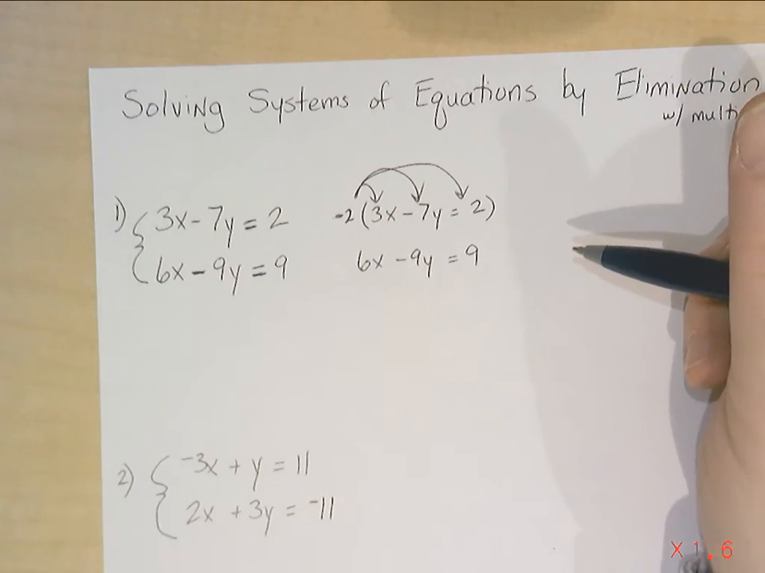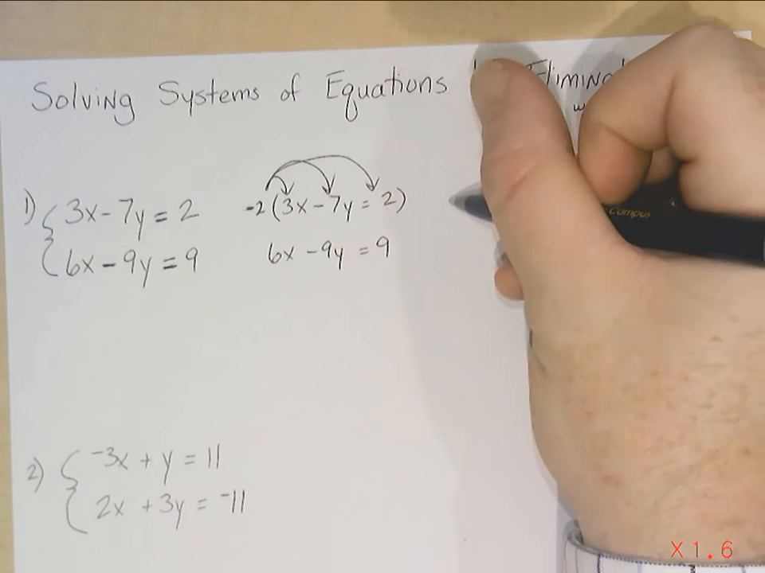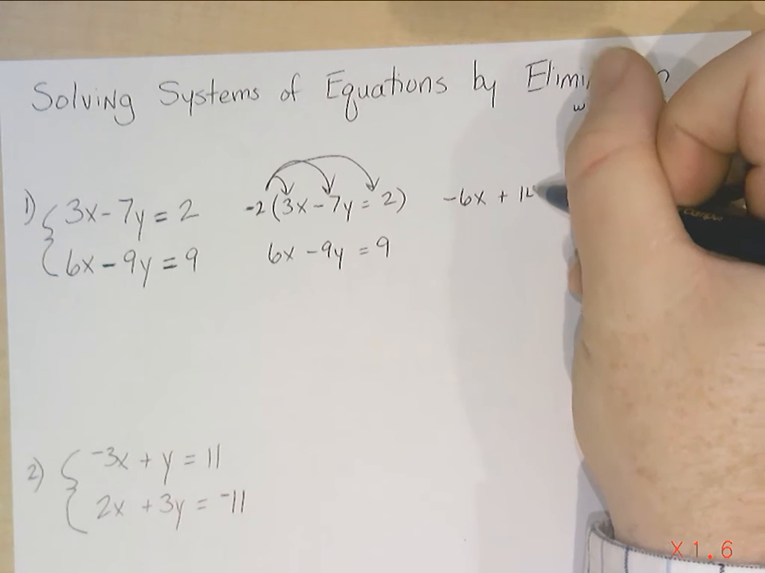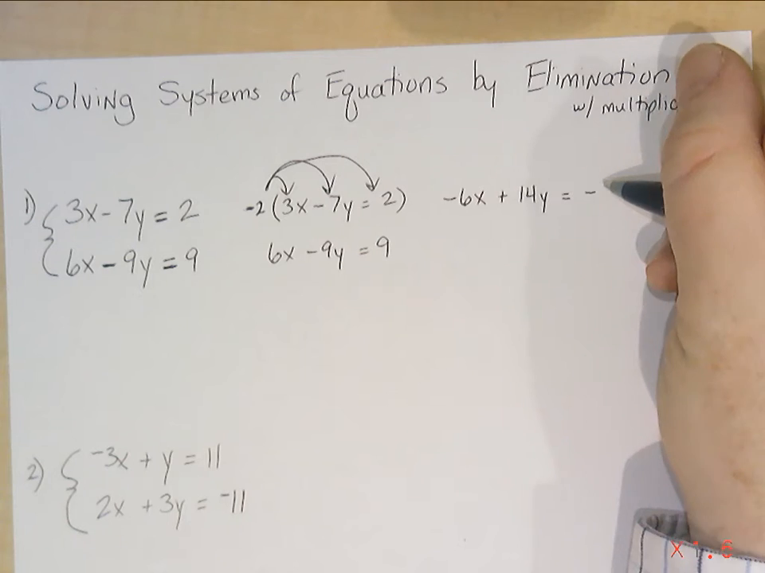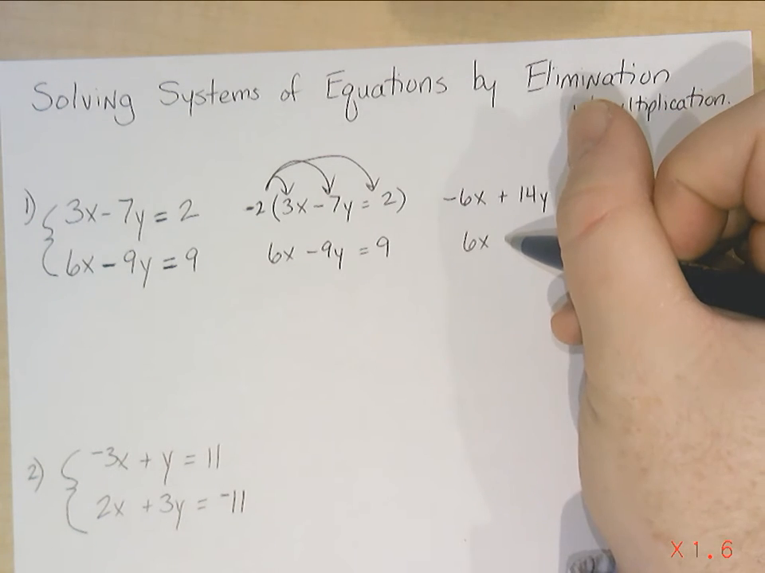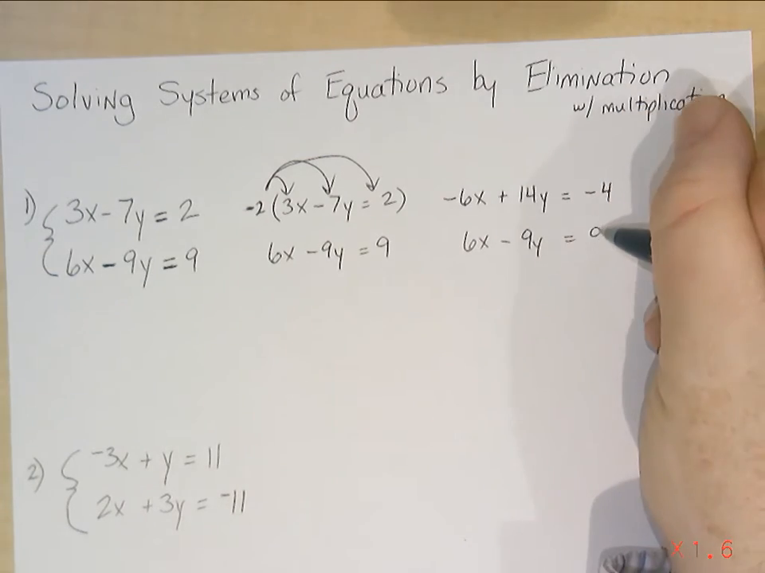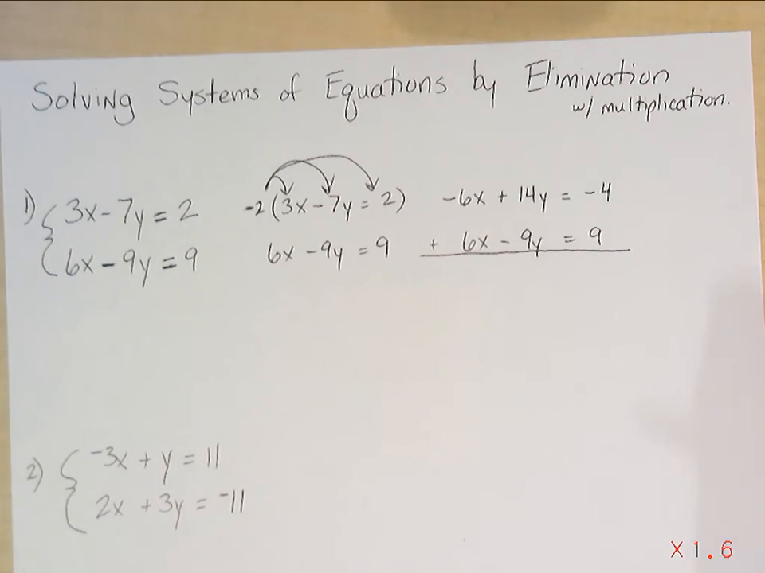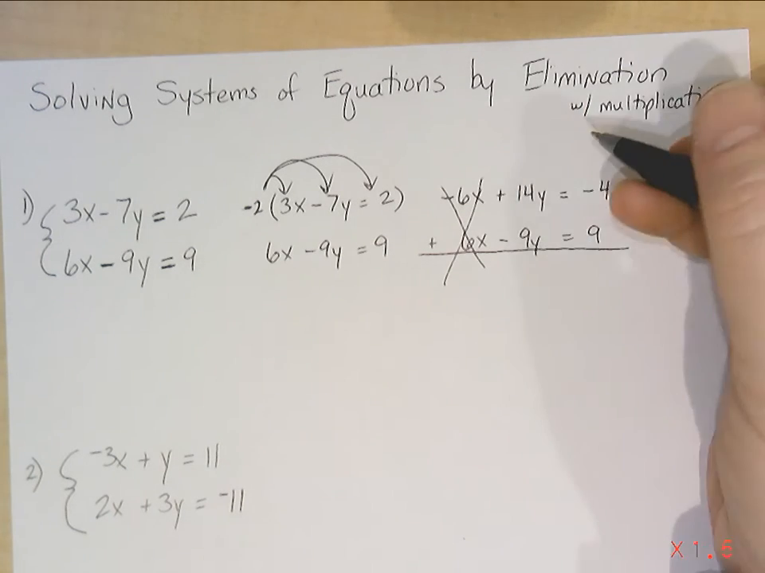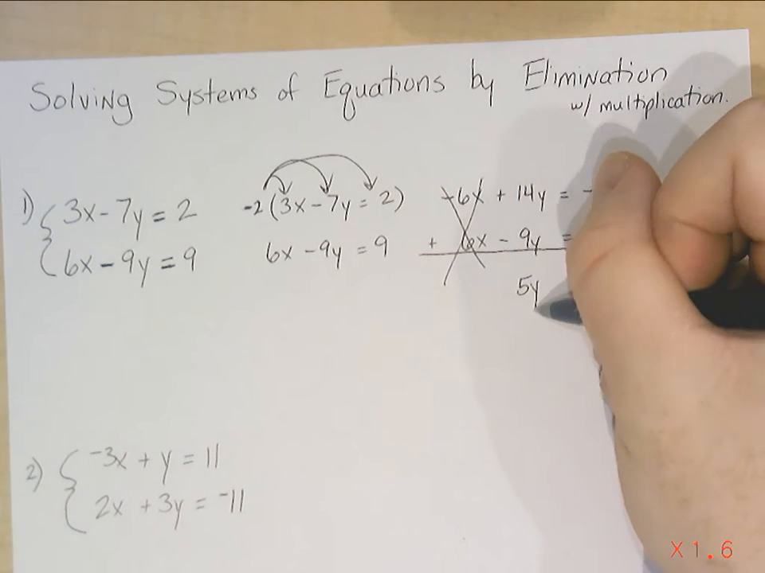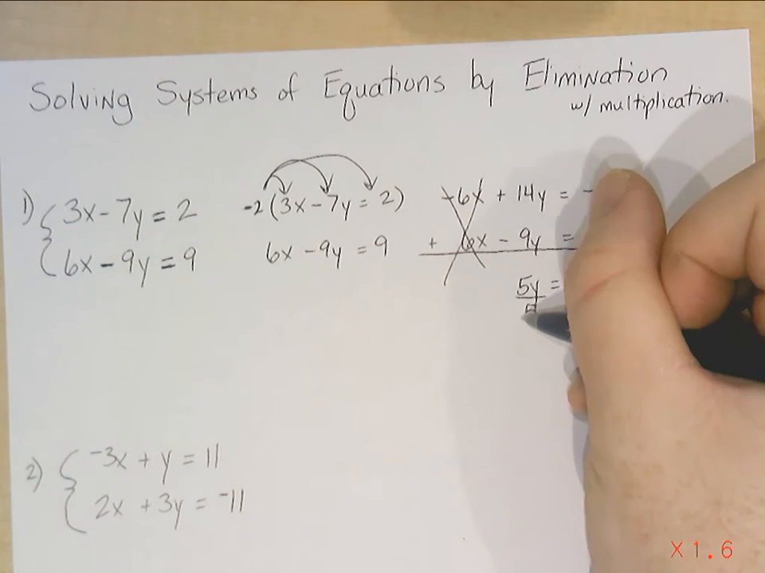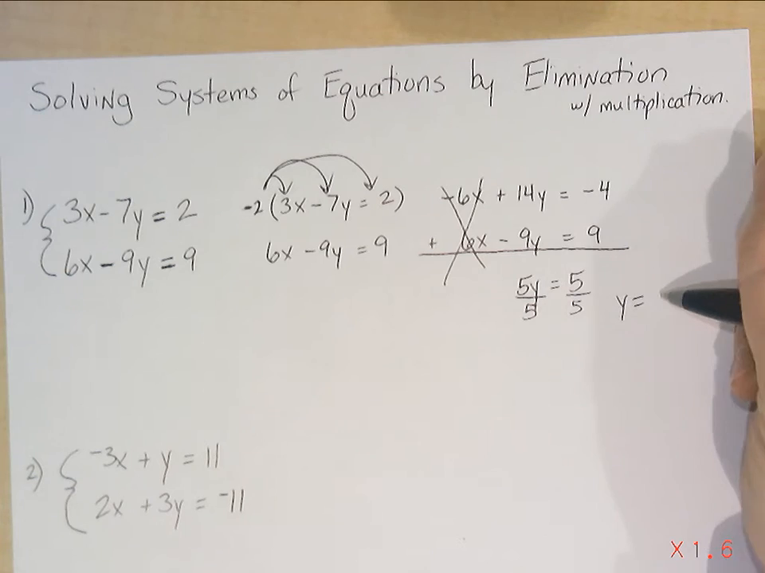We're going to distribute the -2, and that's going to become -6x plus 14y minus 4. And then you're going to add both equations together. This is going to cancel out. You've got 14y minus 9y is 5y. -4 plus 9 is 5. Divide both sides by 5. Basically, it's just a one-step equation, y equals 1.